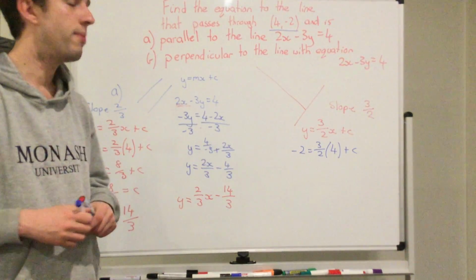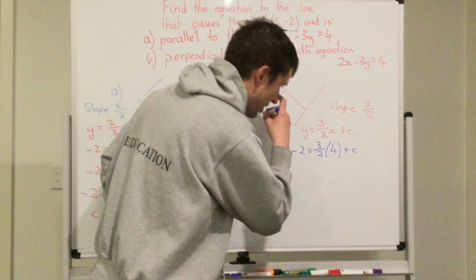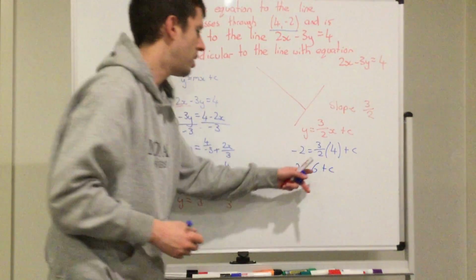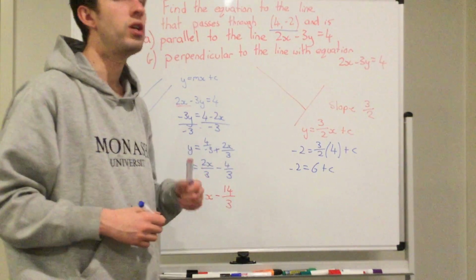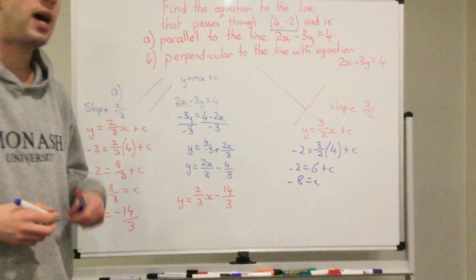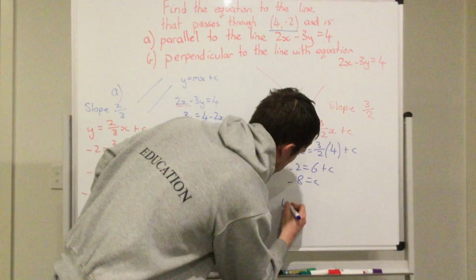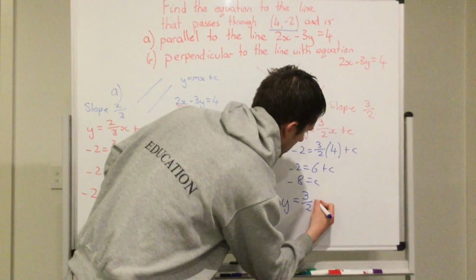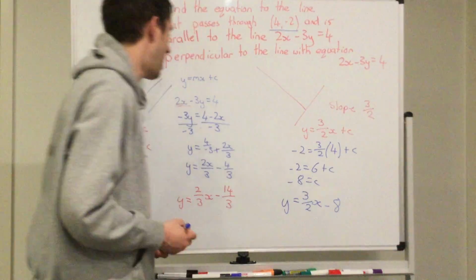4 times 3 is 12 over 2, which will be 6. So negative 2 equals 6 plus c. To get c by itself, I take 6 from each side. So negative 2 take 6 becomes negative 8 equals c. I can finish by writing that equation as y equals the slope, 3 over 2, x minus 8. And there you have it.